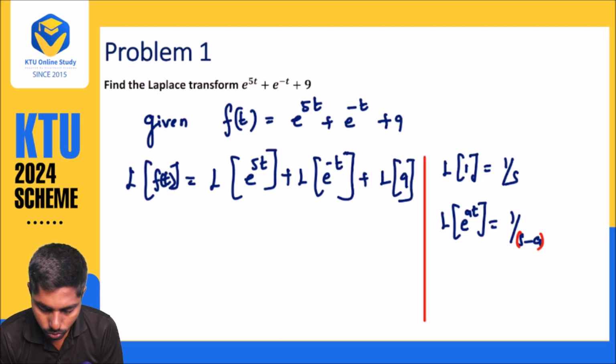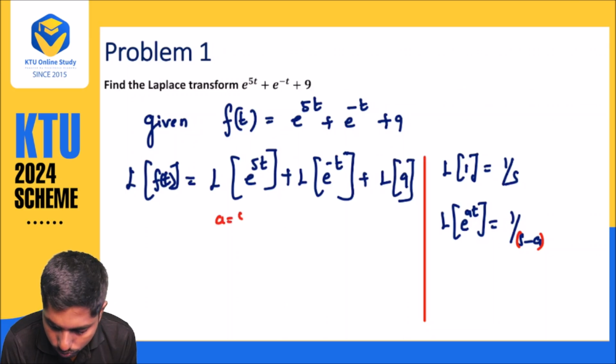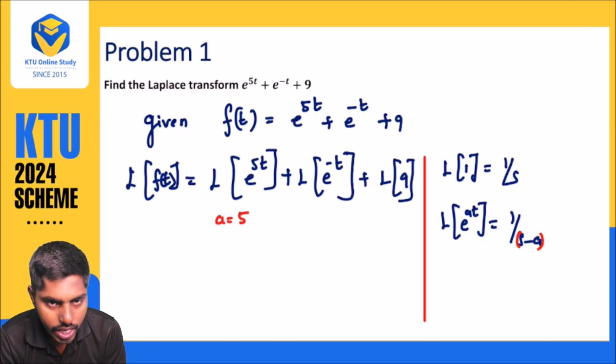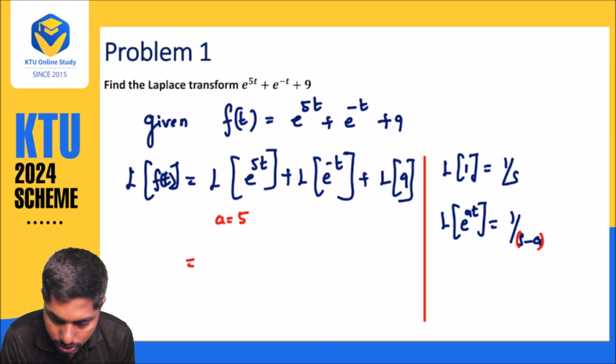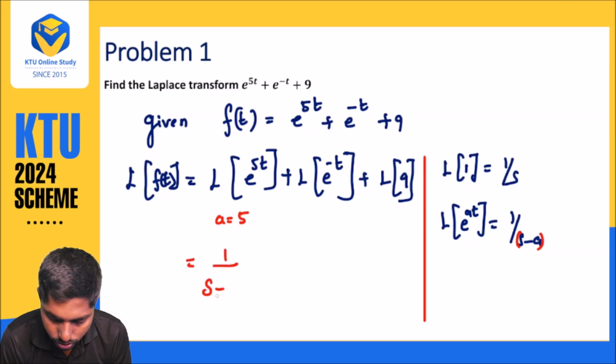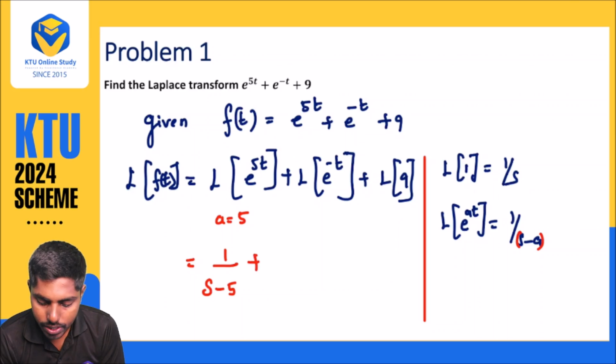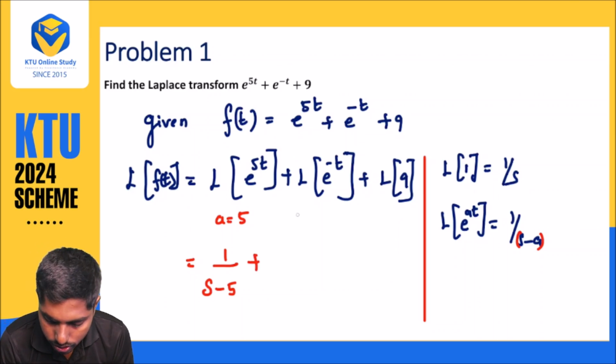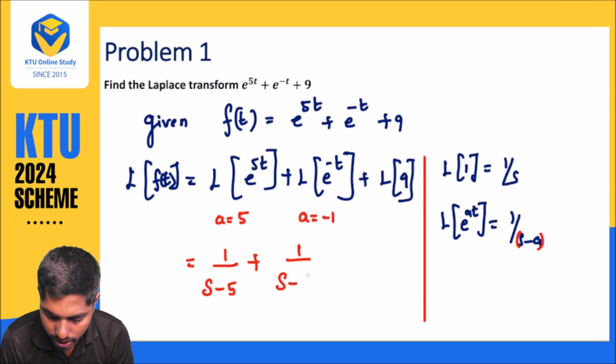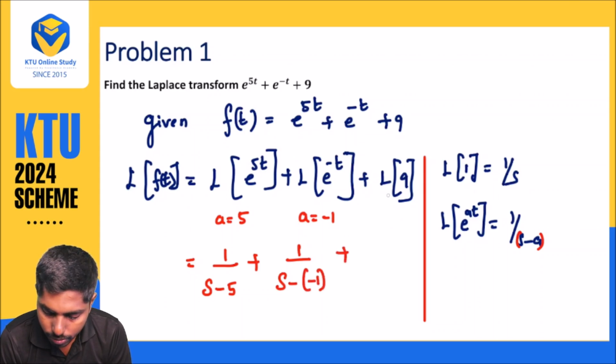Now, L of e power of 5t. Here what is a? a equals 5. According to the formula, it will be transformed into 1 divided by s minus a, where a equals 5. So the first one is complete. Plus, next, Laplace transform of e power minus t. Here a is equal to minus 1. So the formula is 1 divided by s minus a, where a equals minus 1.